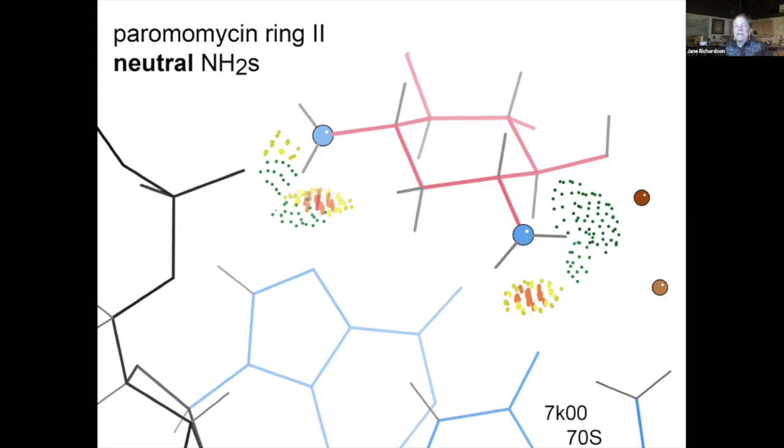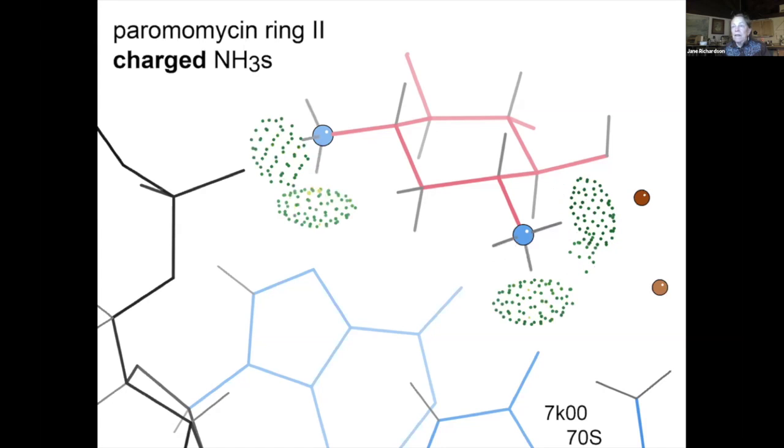For instance, aminoglycoside antibiotics are neutral in the dictionaries, and spermidine is neutral. And so when you look at one of the rings in this antibiotic with neutral nitrogens, it's not great. If you then go and put proper NH3s in on the right places, then you get really great hydrogen bonding.